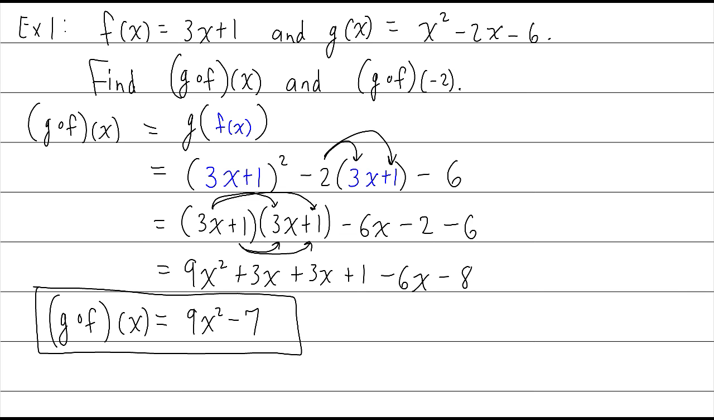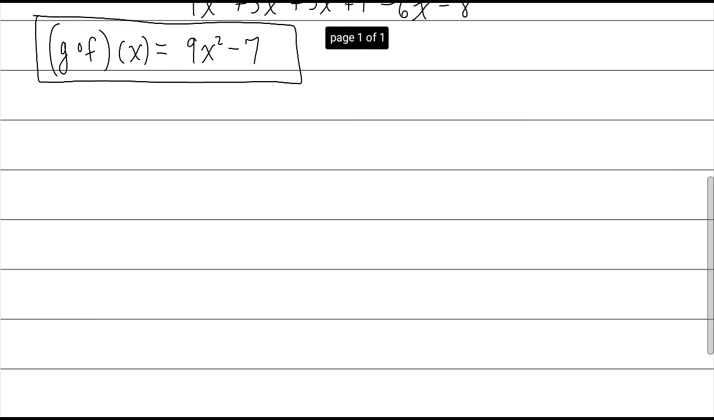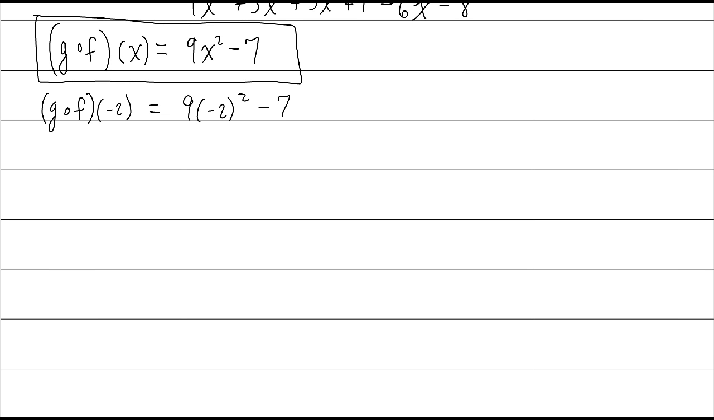Now, remember, the second part of this question was to evaluate the function when x is negative 2. So I have actually a couple of ways to do that. Again, I'm trying to find g of f of negative 2. I can just plug it in, right? Substitute negative 2 in for x. Negative 2 squared is a positive 4, so that's 9 times 4 minus 7. 9 times 4 is 36. Minus 7. 36 minus 7 is 29. Okay, 29. So that's one way to do it, okay?